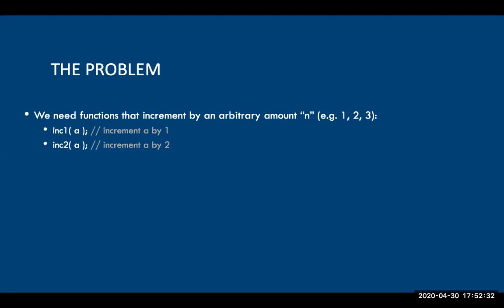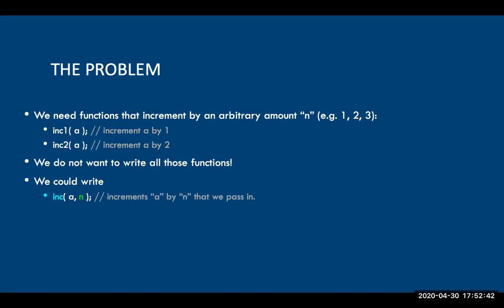Obviously, we really have no business writing two functions that do something so similar, right? We would never want to write 10 functions for 10 possible increments. This seems terribly silly. What we would have thought to do, most obviously, would be to pass in n, which is the amount we want to increment a by.